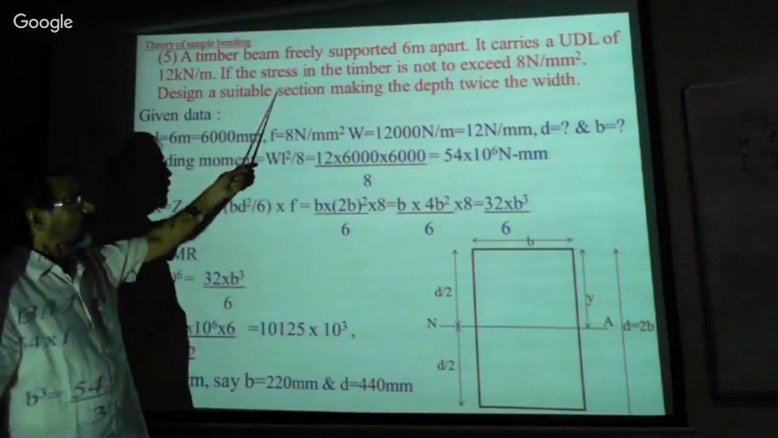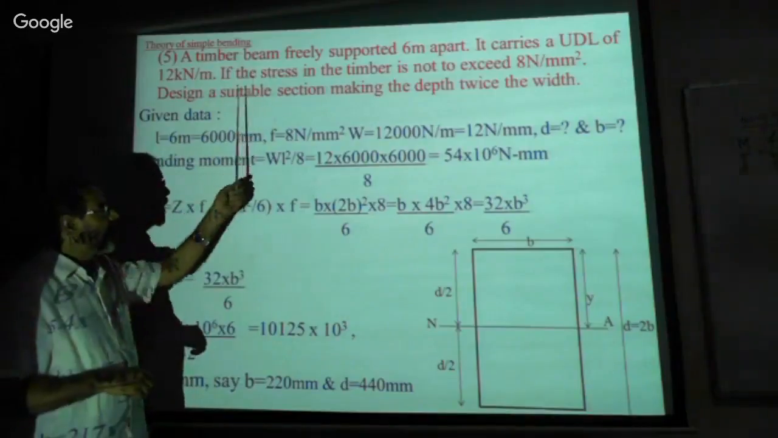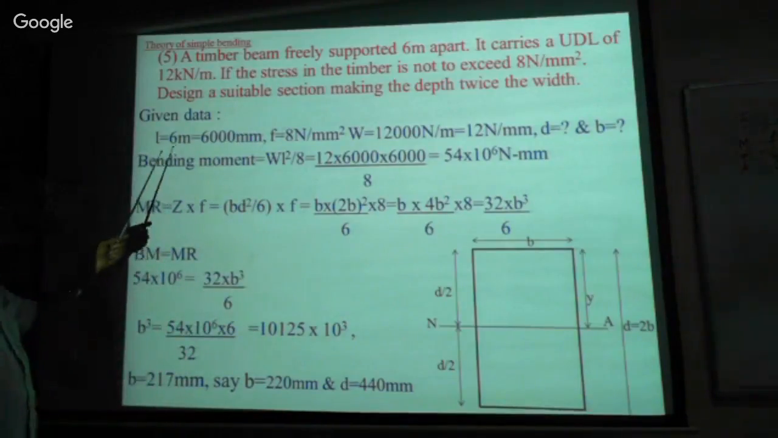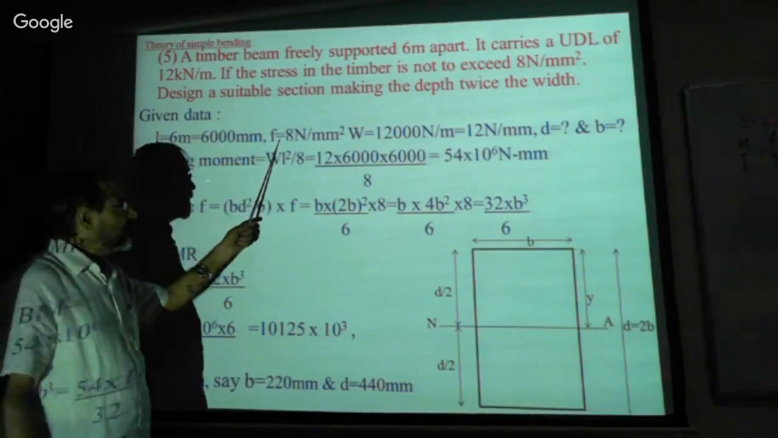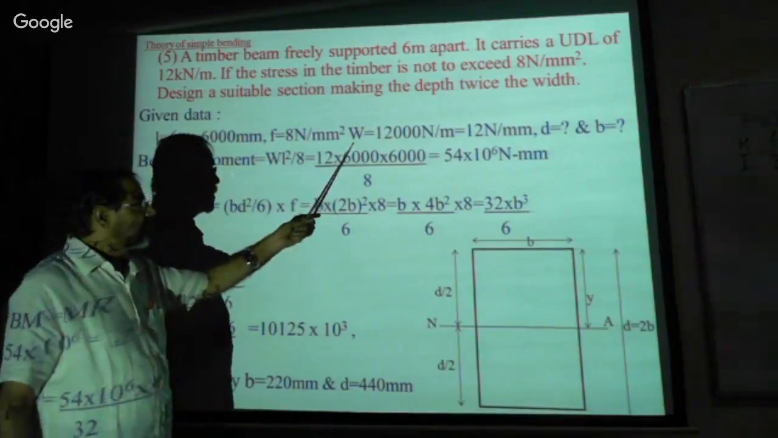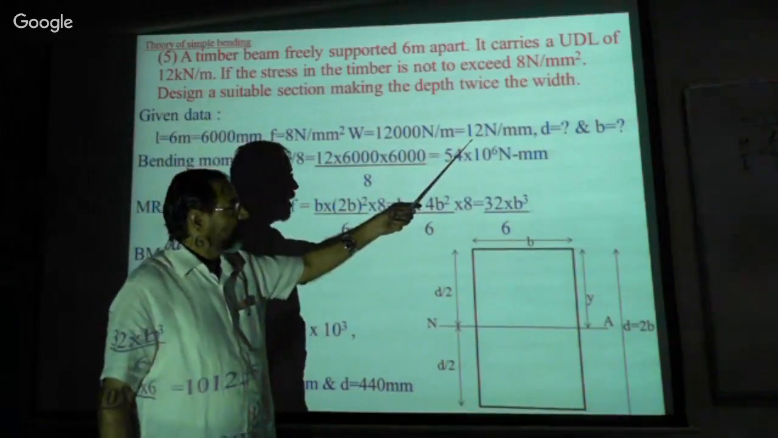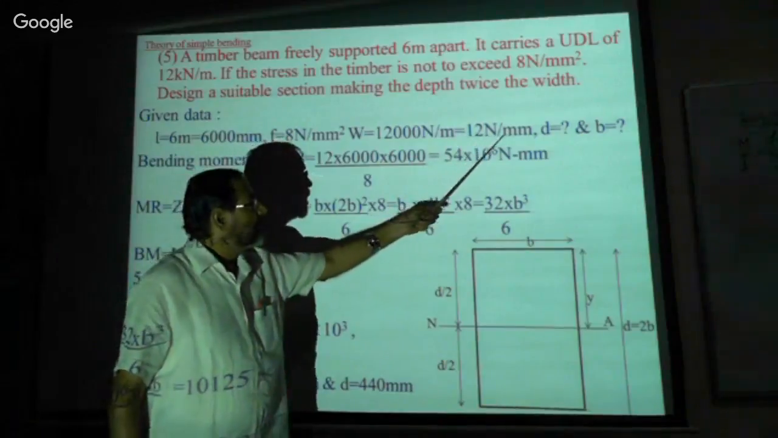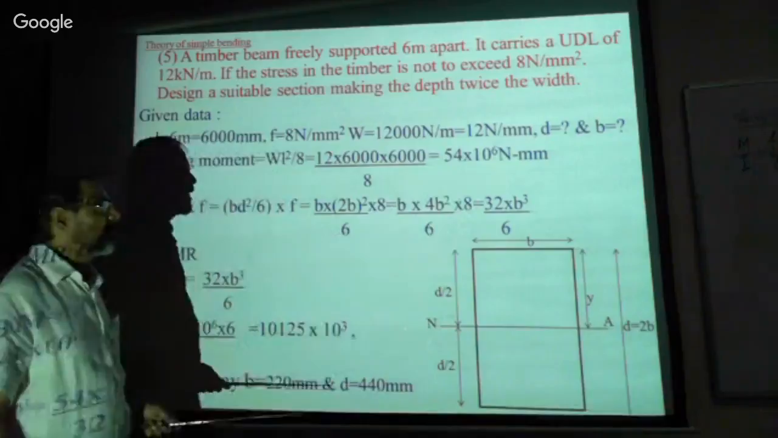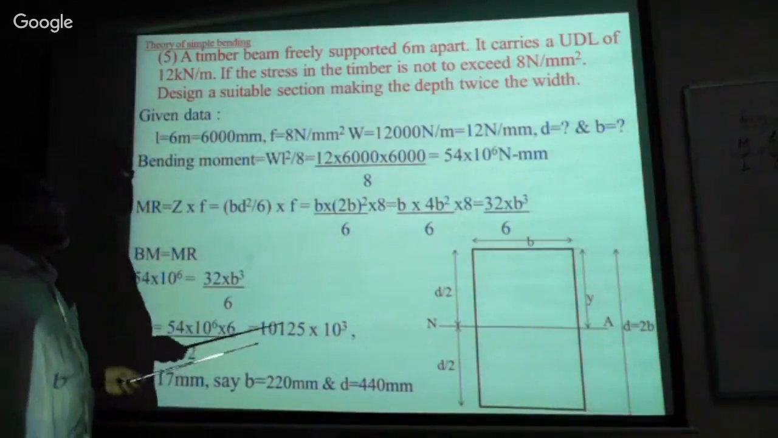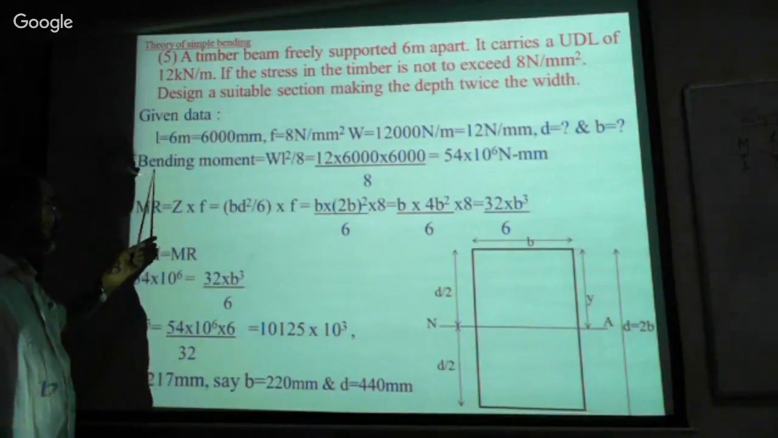For the given problem, we need to find out the size of the beam required to carry this load, isn't it? First write down the given data. L is given, stress is given, and load is given, that is 12 kilonewton per meter. Then we need to calculate the depth and the breadth of the beam. First let us calculate the bending moment.